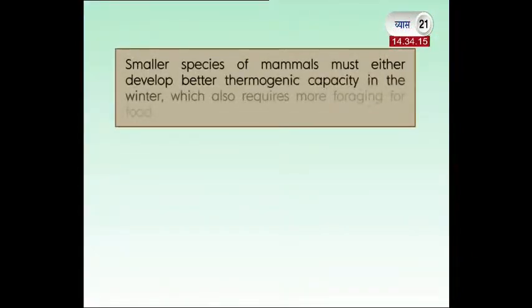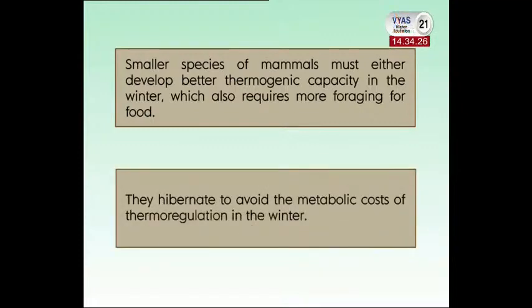A key strategy for mammals subjected to chronic cold exposure is to either reduce heat loss by adding insulation, or accelerate oxygen consumption and produce heat, but without muscular contraction. The former mechanism is not a viable option in relatively small mammals that are limited in the amount of insulative fur that can be added from summer to winter. Smaller species of mammals must either develop better thermogenic capacity in the winter, which also requires more foraging for food, or they hibernate to avoid the metabolic costs of thermoregulation in the winter.